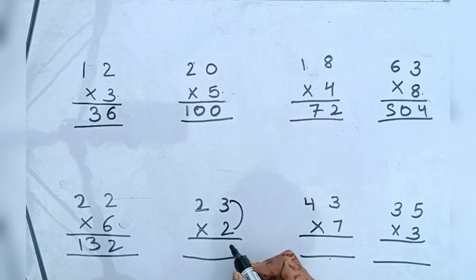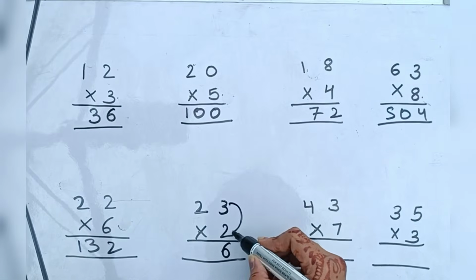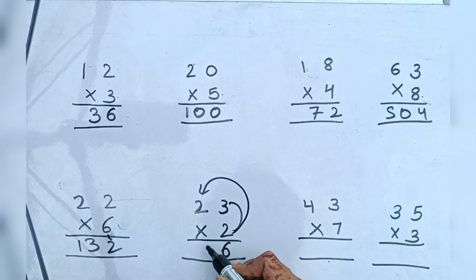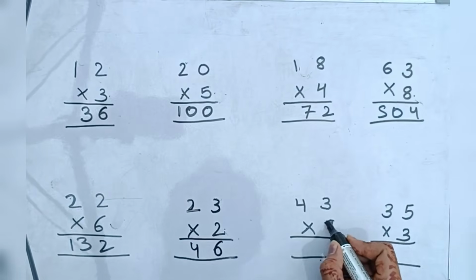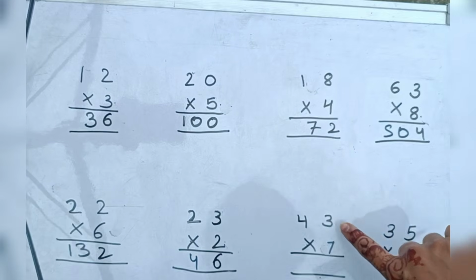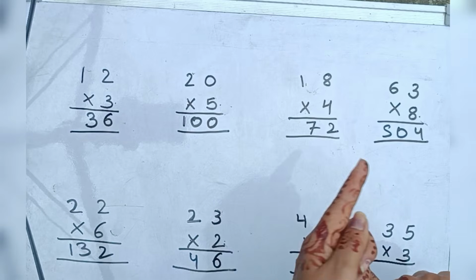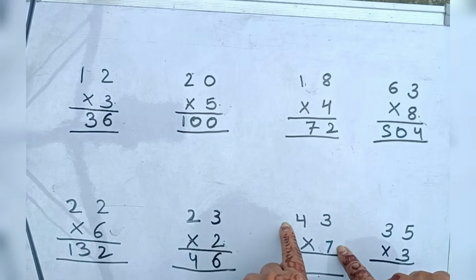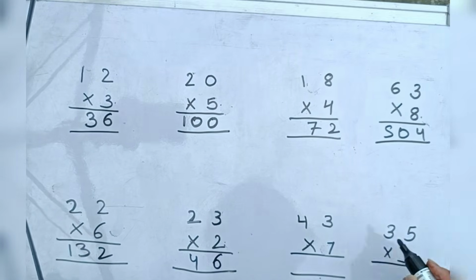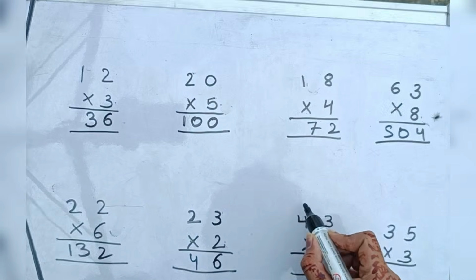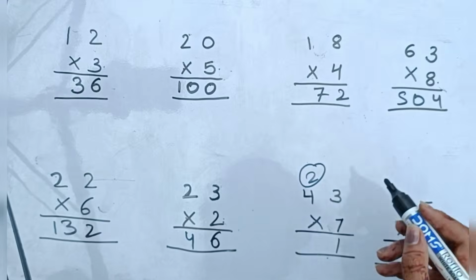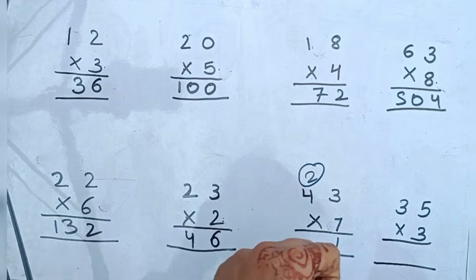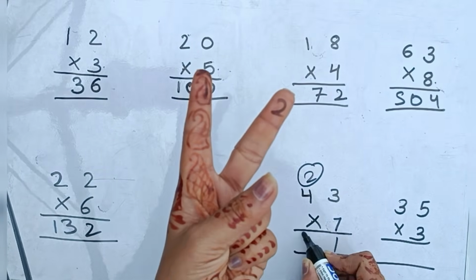2 3s are 6, 2 2s are 4. First we have to multiply this number with the last number and then this number with the other number. 7 3s are 21. 7 4s are 28, and we have to add carry. 28, 29, 30.